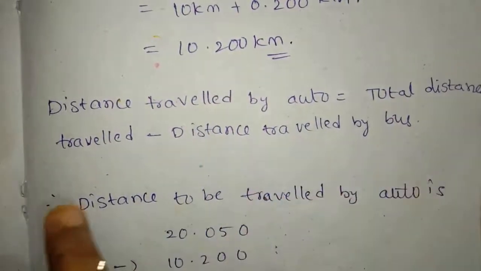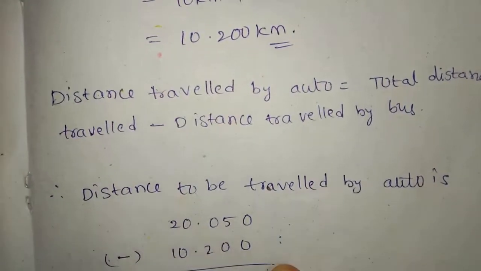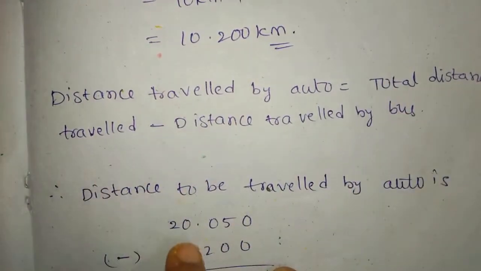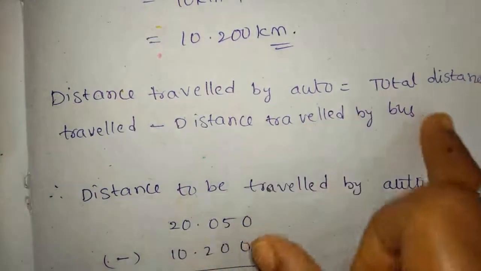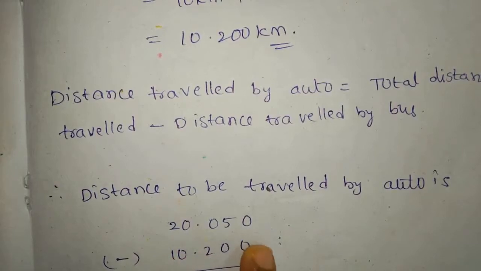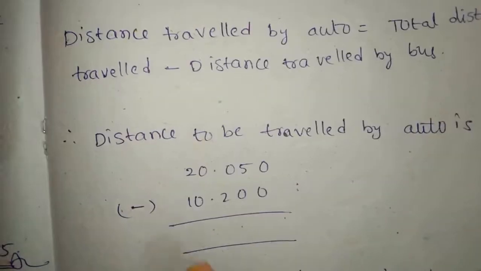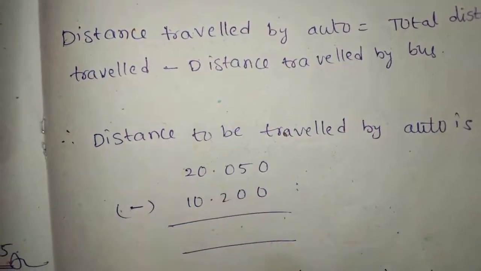Now the total distance travelled by auto is equal to total distance travelled minus distance travelled by bus. Okay. Now, the total distance travelled is 20.050 and the distance travelled by bus is 10.200 kilometers. Now, we subtract these two, and we get the kilometers Namita travelled by auto.